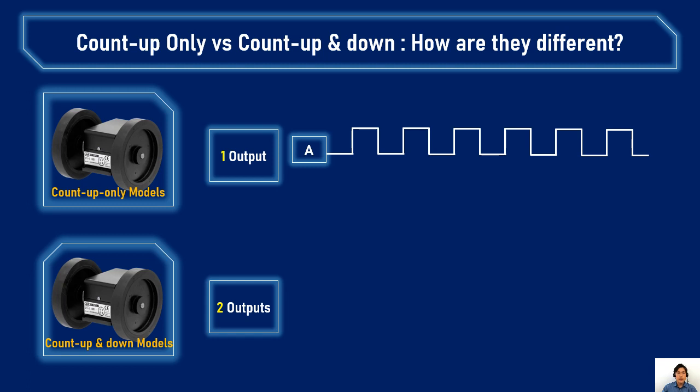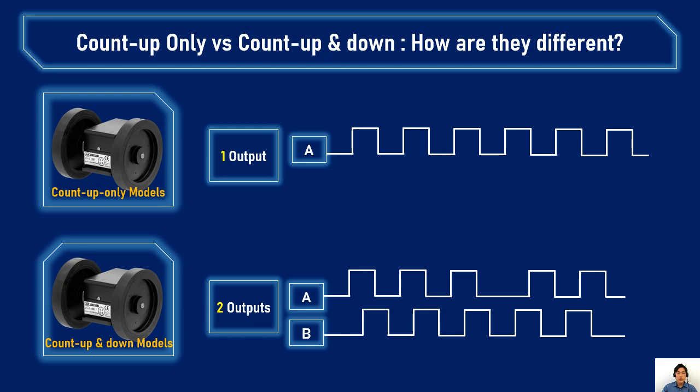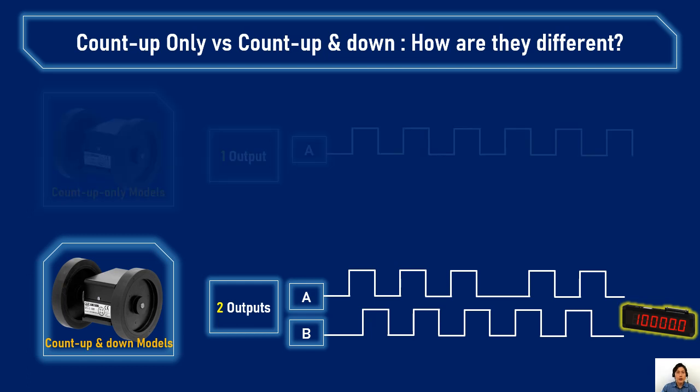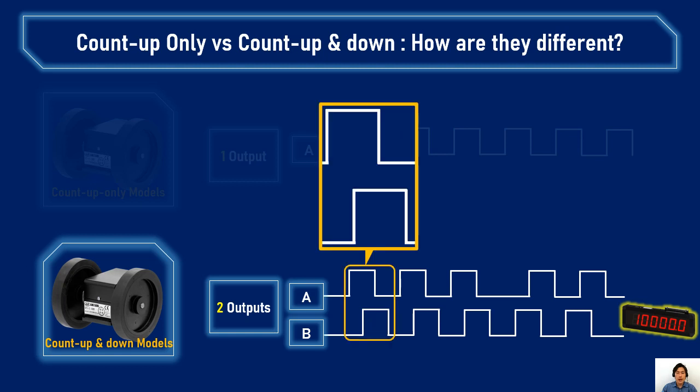Now let's see the case of count up and down models. They have two outputs, A and B. From these exits, pulses are output respectively, and then input to an electronic counter. In the first place, please have a look at this part. The upper square is the pulse that came from output A. The lower square is the pulse that came from output B. And this is the waveform of count up.